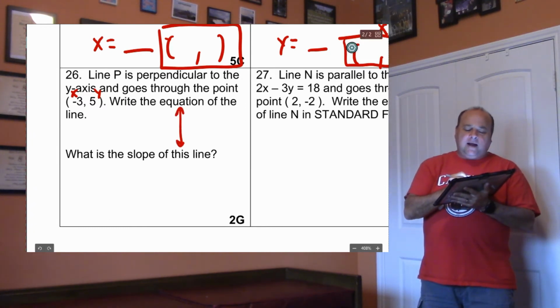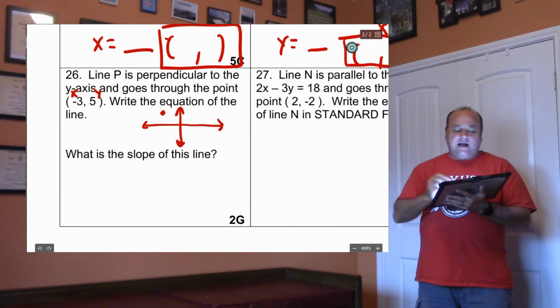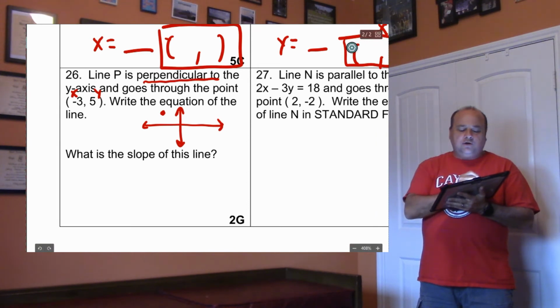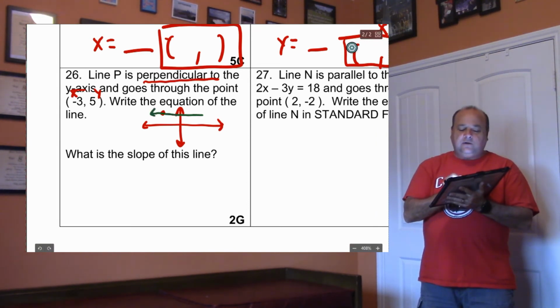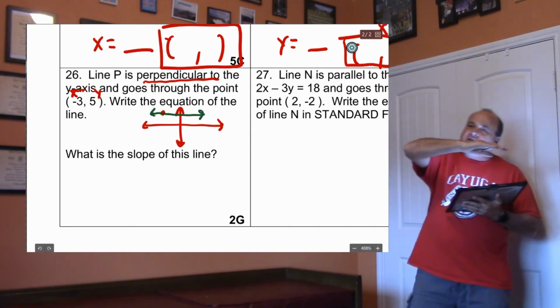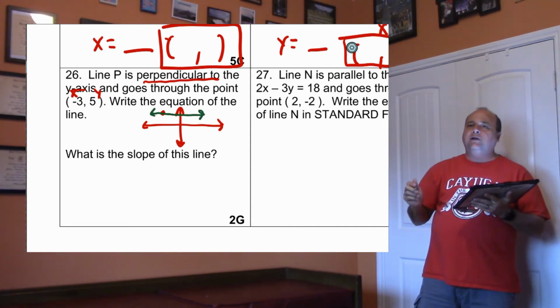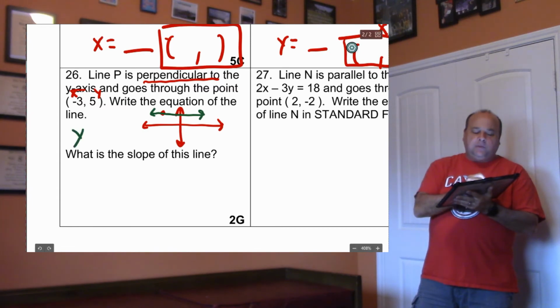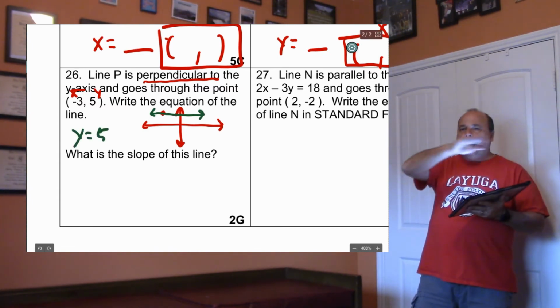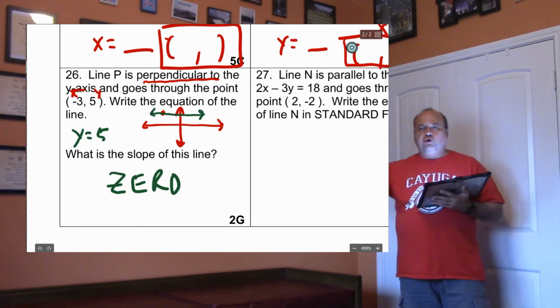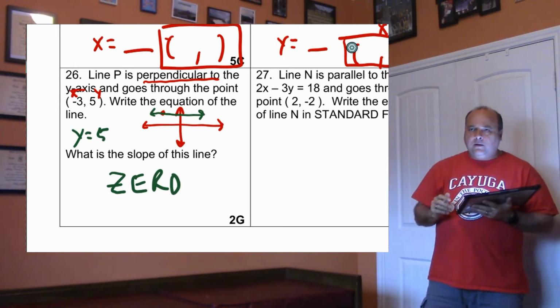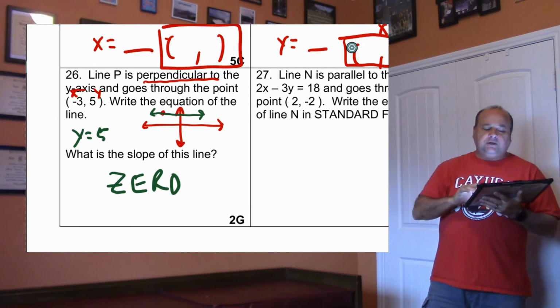So draw an xy axis. The ordered pair -3, 5 is going to be somewhere up here, and then draw what the line does. It's perpendicular to the y-axis, so it's going to do this. Notice since it's flat, it's going to be a y-equal equation, right? And the y is paired up to the 5. And a y-equal equation has a 0 slope. You should not miss this, okay? That is an easy question.